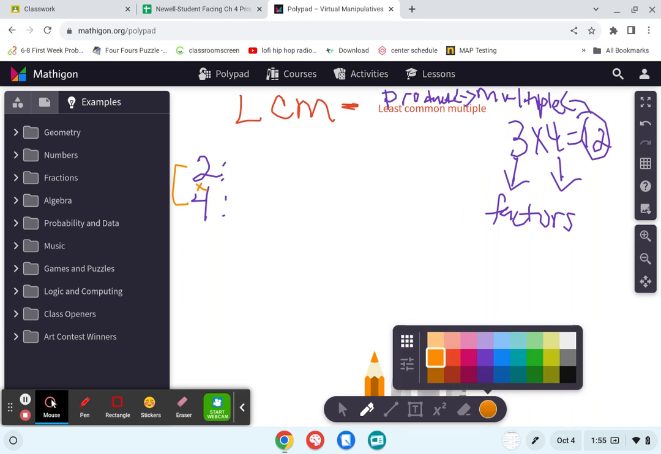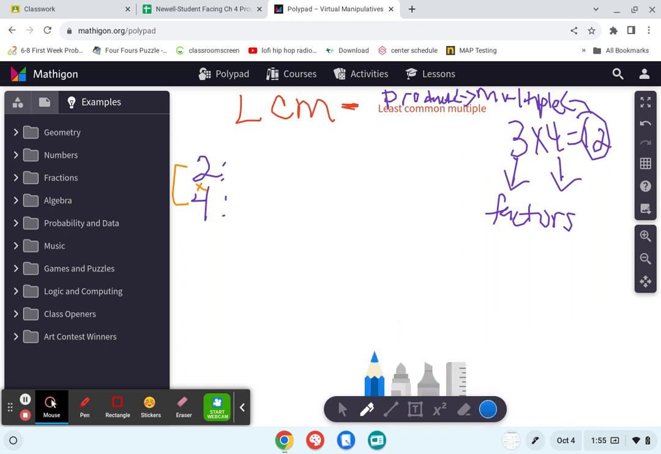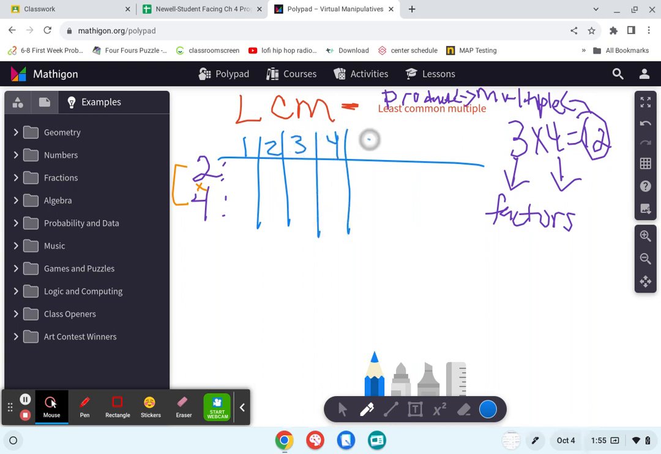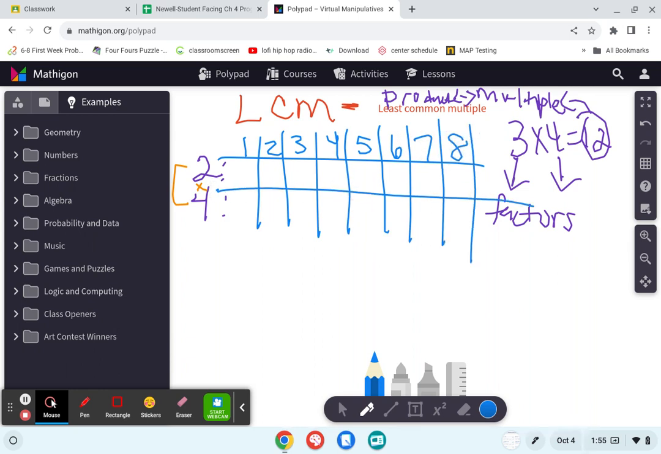But let me show you how you can be sure that you have the least common multiple. So if I have 2 and 4, I'm going to first think 2 times 1. And how about I just build this out so it makes more sense? We're going to multiply by 1, by 2, by 3, by 4, by 5, by 6, by 7, by 8, and so forth. So I'm going to draw this line here. So if I had 2 times 1, that gives me 2. 4 times 1 gives me 4. 2 times 2 gives me 4. 4 times 2 gives me 8. 2 times 3 gives me 6. 4 times 3 gives me 12.